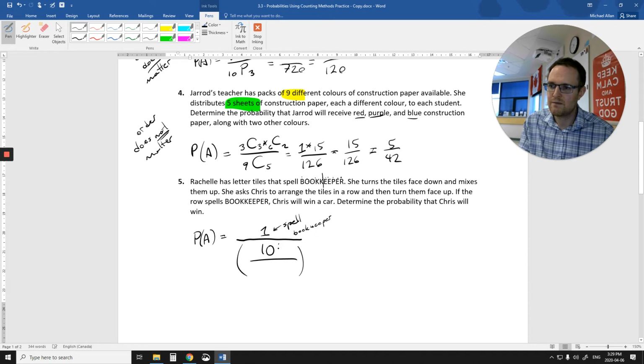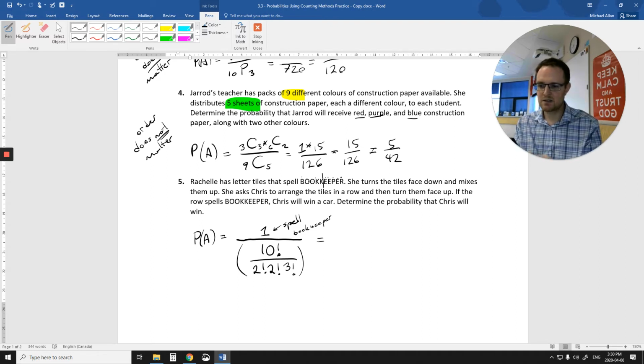So there's 10 factorial ways of rearranging those 10 letters. But because there's repetition, we've got to get rid of that repetition. So there's 2 O's, so I have to divide by 2 factorial, which is just 2. Because there's 2 K's, I've got to divide by 2 factorial. Because there's 3 E's, I've got to divide by 3 factorial. So now I can go through this and figure that out. 10 factorial divided by 2 times 2 times 3 factorial, which is 6.